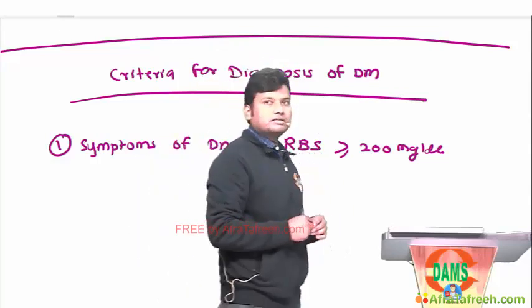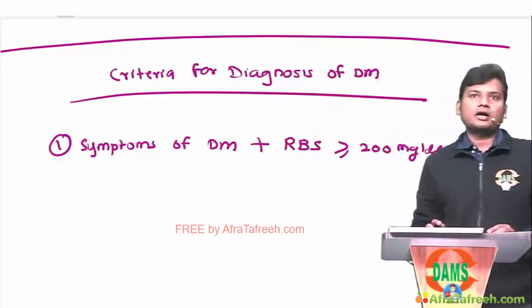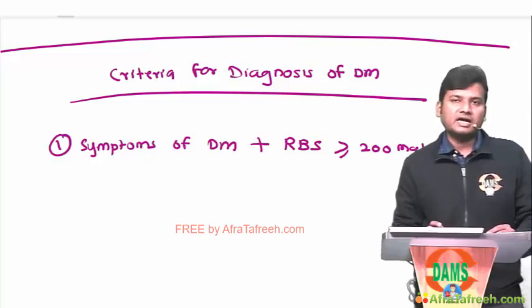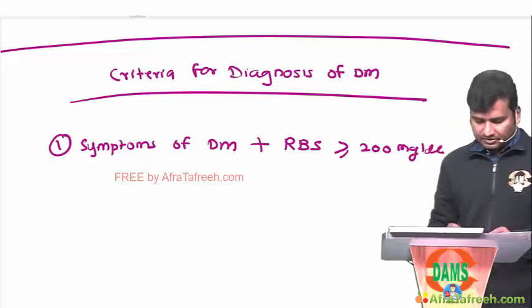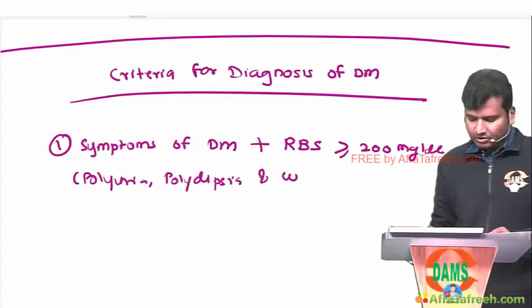Okay. Now what are the symptoms of diabetes? Symptoms of diabetes are polyuria, polyphagia, polydipsia and weight loss. Mainly polyuria, polydipsia and weight loss.